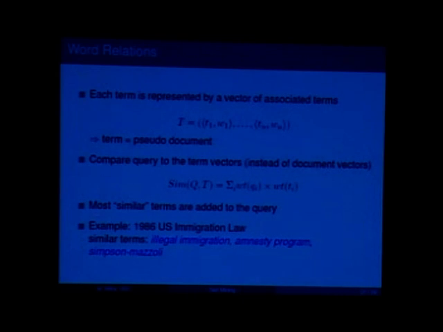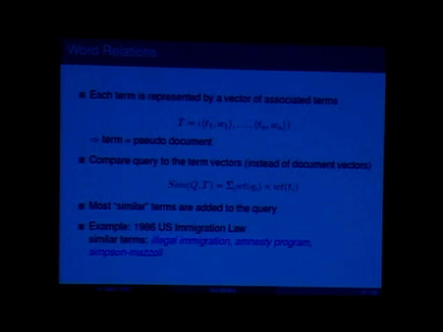These most similar terms, if you interpret this similarity formula, are basically terms that have co-occurred significantly with most or all of the query terms, and are therefore likely to be strongly related to the query, and therefore good expansion terms. Here's an example where the query was about a 1986 US immigration law, and you can see that it's picked up terms like amnesty program, which were certainly not mentioned by the user.